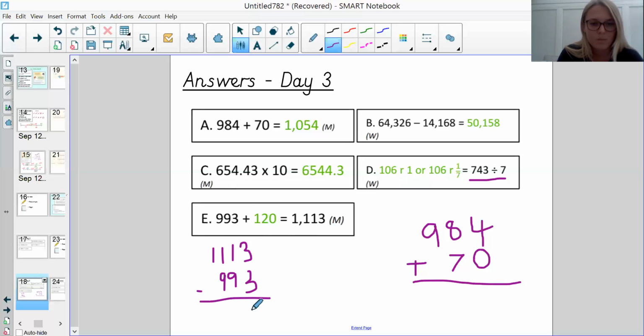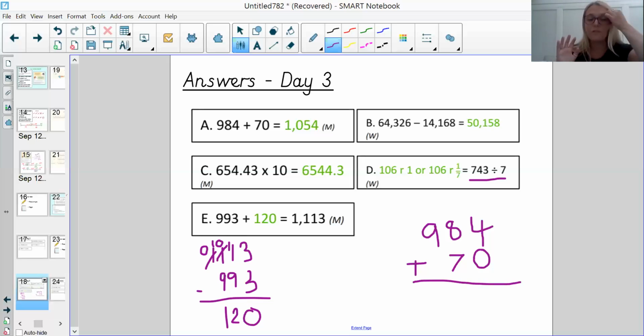So 3 take away 3 was 0, 1 take away 9 you can't do, so I'm going to exchange from the column to the left. So the 1 take away 1 would be 0, take the 1 across, so 11 take away 9 would be 2. 0 take away 9 you can't do, so exchange from the thousands, so 1,000 becomes a 0, carry the 1 over. So 10 take away 9 is 1, and that gave you your answer of 120.